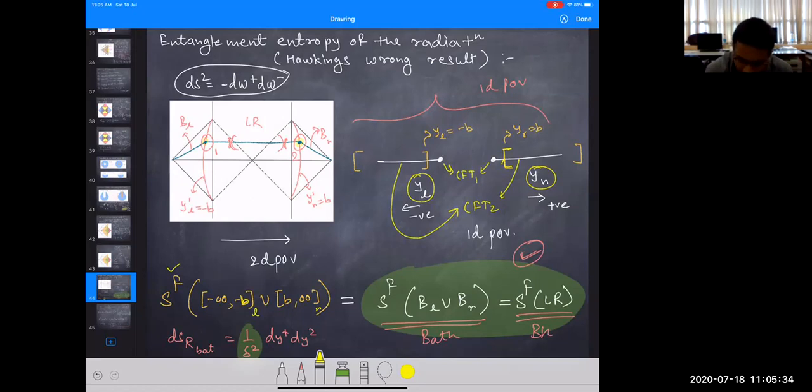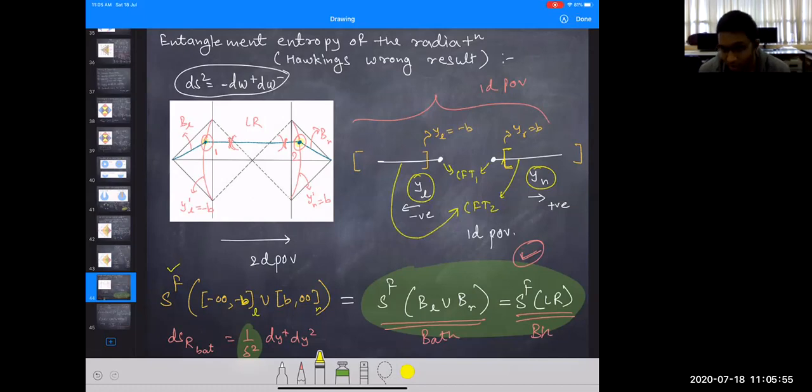So I want to compute a fine-grained entropy in the 1D system, and that is dual to doing a fine-grained entropy computation in the bulk by the holographic dual. So what is the holographic dual? I just replace the dots by the interior of the black hole. And that is equivalent to doing the fine-grained entropy of BL union BR.